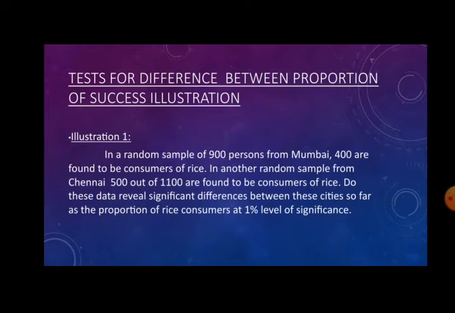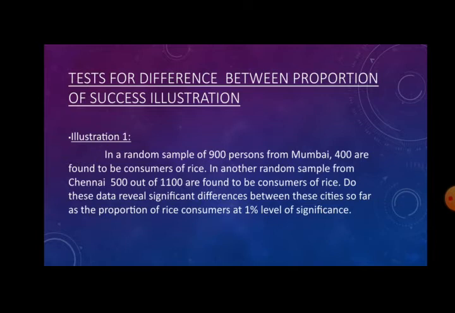The question says that in the first city, that is Mumbai, it is 900, the size of the sample. There 400 are found to be the consumers. Whereas in Chennai, 1100 is the sample and 500 are the consumers.